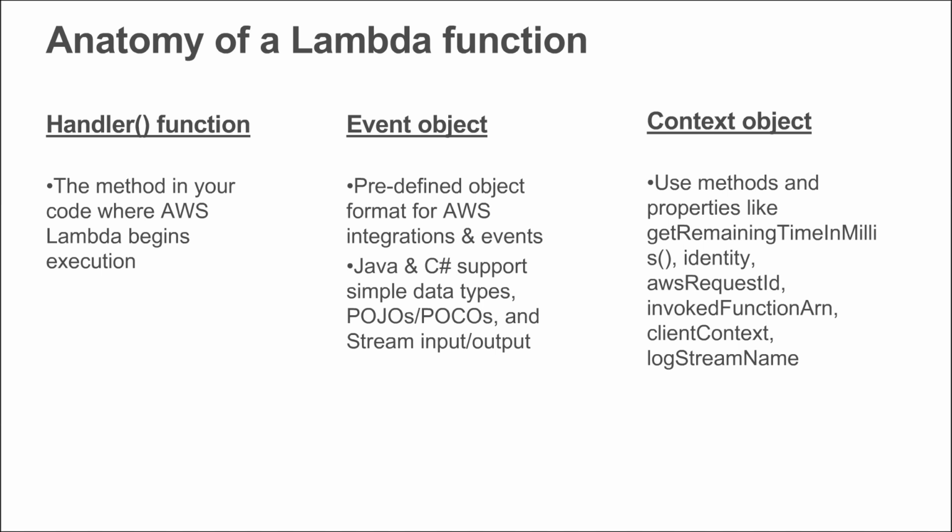There is a predefined object format for all the AWS integrations and event sources, and you can look at our documentation and see what that predetermined format is. Java and C# support both POJOs or POCOs as well as a stream input-output. So if you want to send in a custom stream, then you can send that request, and you own typecasting that into individual variables which you want to use.